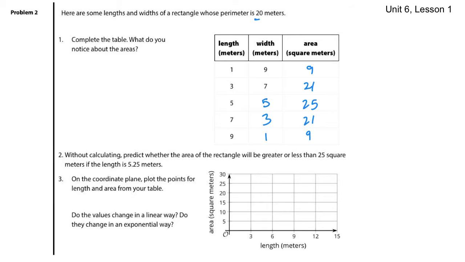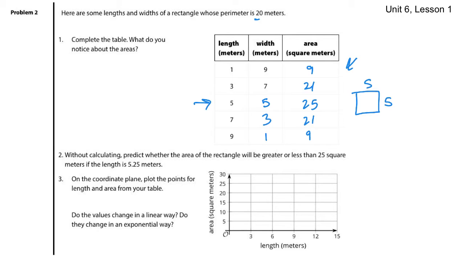Okay, in problem number two, number one, here's what my table ends up looking like. And what did I notice? Well, I noticed that when my length and width were the same, it did give me the greatest area, which means this shape right here would be a square. So the square with that same perimeter of 20 will have the greatest area.